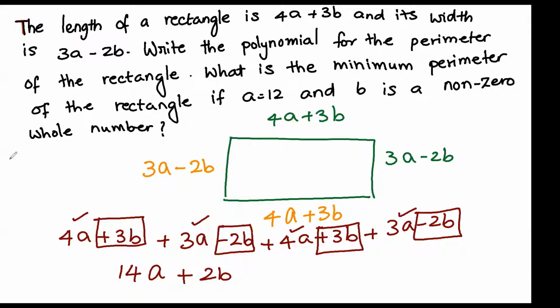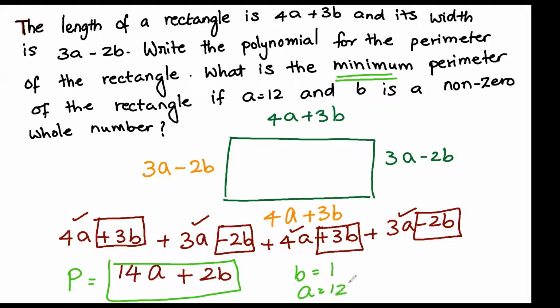Right? So the perimeter of this rectangle is 14a plus 2b. This is my perimeter. Now they're asking, what is the minimum perimeter of the rectangle if a is equal to 12 and b is a non-zero whole number? They're saying it's a whole number which is not equal to 0, right? And we are looking for minimum perimeter. If we are looking for minimum perimeter, then what should be b? It is 1. So b is equal to 1.